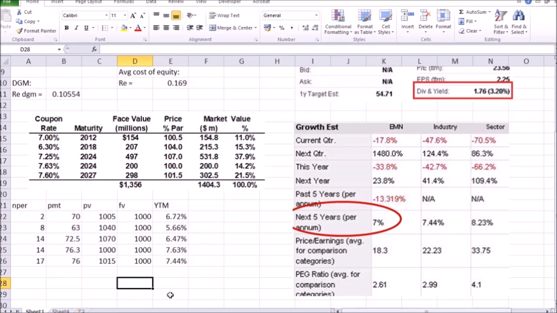Now I want to calculate the weighted average yield to maturity on all of my debt, where the weights are going to be the market value of each of these issues of bonds.